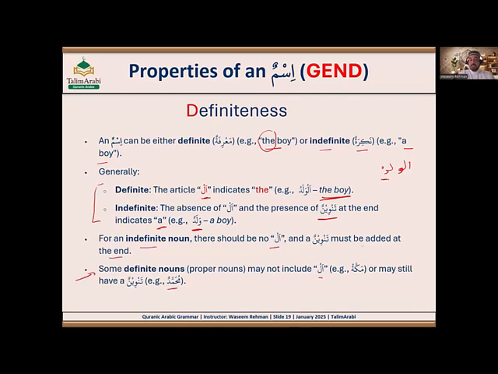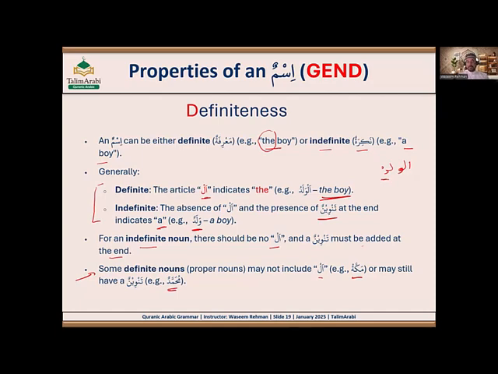So any common noun, like waladun or like a book, kitabun. If you want to make a common noun definite, you put al on it. But if there is a proper noun, like a proper name of a person or a place, like Makkatu, or Muhammadun, it's a proper name, so it would not have al, because it's already definite. Al only will be used for a common noun. If you want to make it definite, like not "a boy" but "the boy," then you would put al on it.